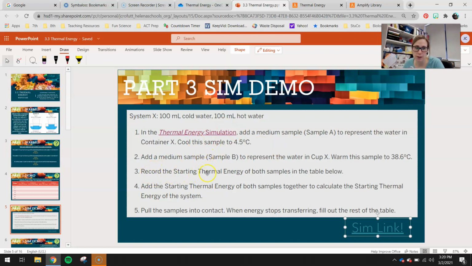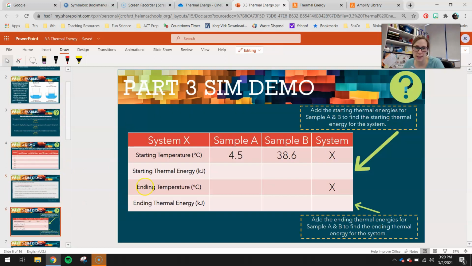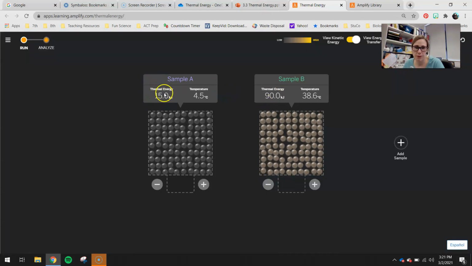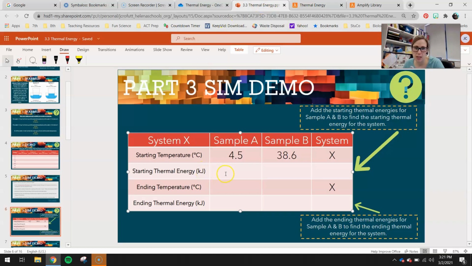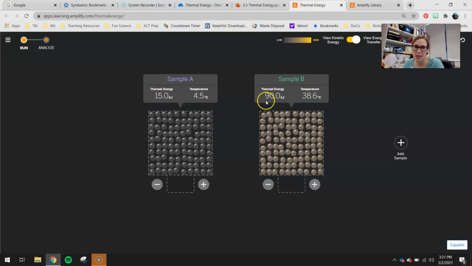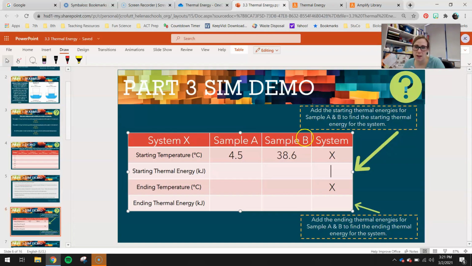All right, finally, record the starting thermal energy of both samples below. So you guys will see this little data table here. We already know the starting temperatures because we set them at that. Starting thermal energy for this one is going to be 15 and 90. So sample A is 15, sample B is 90. And then the system. Because we haven't really pushed them together yet, we're going to go ahead and calculate the system manually. So add the starting thermal energies for sample A and B. So we're going to take 15 plus 90, that should be about 105. And we're going to record that right here as the system.